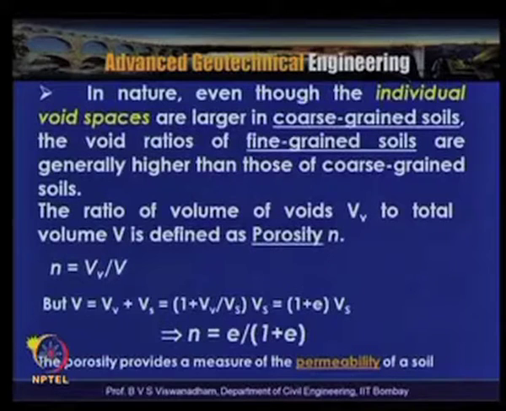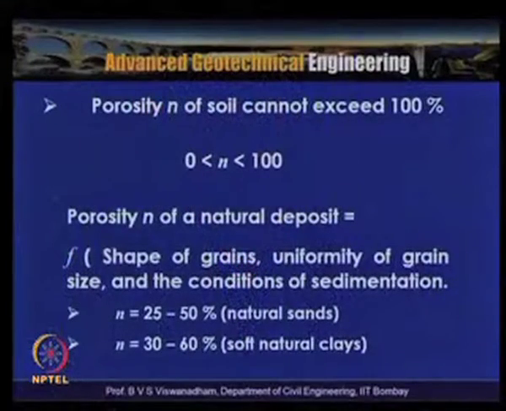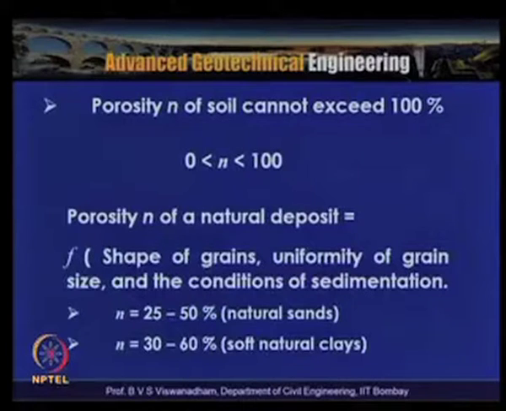If you look into this, the porosity provides a measure of the permeability of a soil. If the soil is more porous, the permeability is high. Permeability is a property of a soil which is defined as the ease with which water can flow through the soil. So, this porosity n of soil cannot exceed 100%. That means it ranges between 0 and 100.